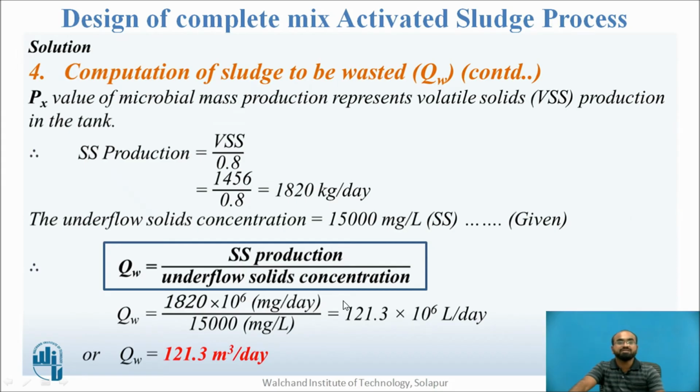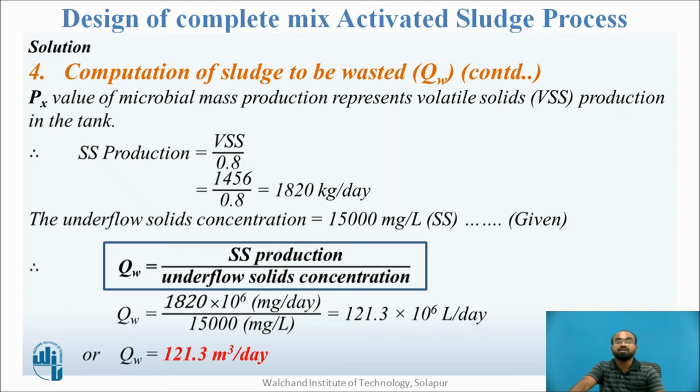Now coming to the fourth step, that is our continuation. As we know the Px, we can easily calculate SS production, that is VSS divided by 0.8. This Px is basically our VSS. So by calculating it, that is 1456 divided by 0.8, we will get 1820 kg per day. So that is our SS production.